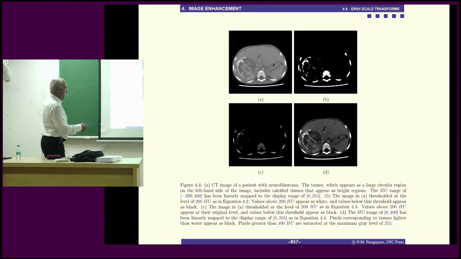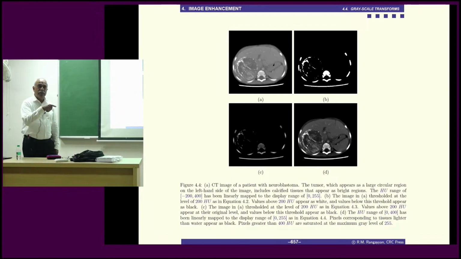Here, values above the threshold are retained in their original value, about 200. So this shows the difference in density between this and that. The calcifications are not of the same density or Hounsfield units as the ribs. Here, they all appear the same. And in D, the Hounsfield unit range of 0 to 400 has been mapped to the range 0 to 255, whereas here it is from minus 200 to plus 400.